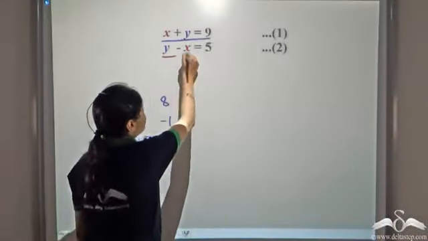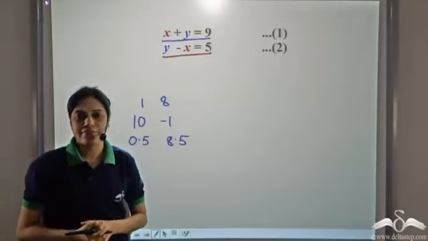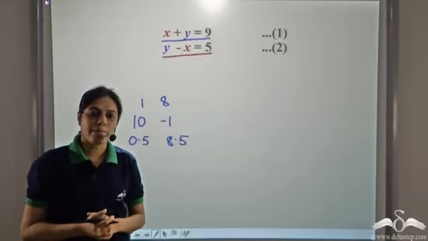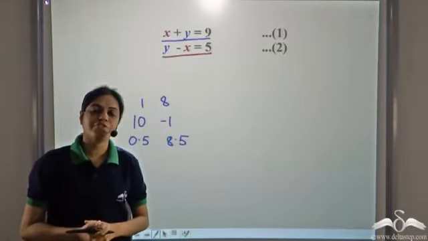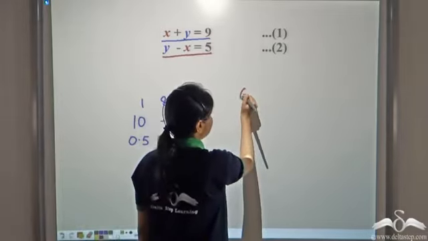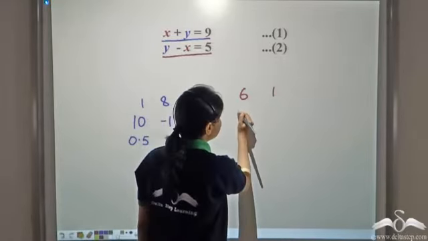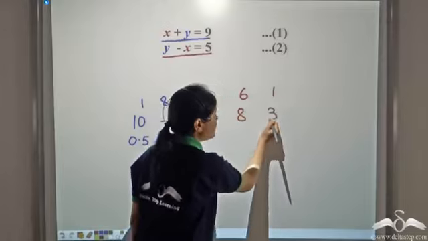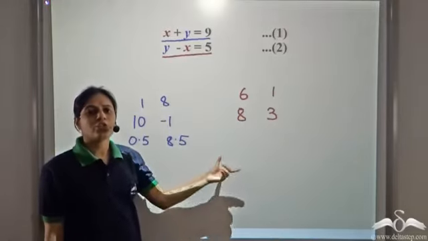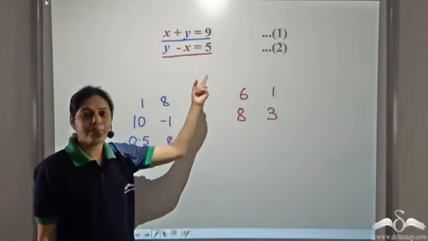If we look at the second equation alone, y minus x is equal to 5. That is, we need two numbers such that their difference is 5. So, if y is 6, x would be 1. If y is 8, x would be 3. And so on. So, we would have infinitely many solutions for x and y.